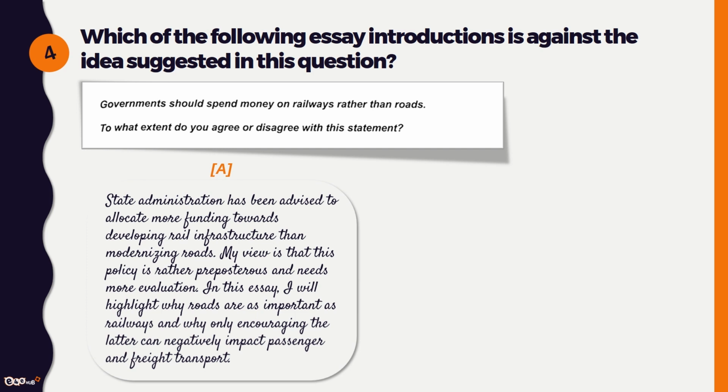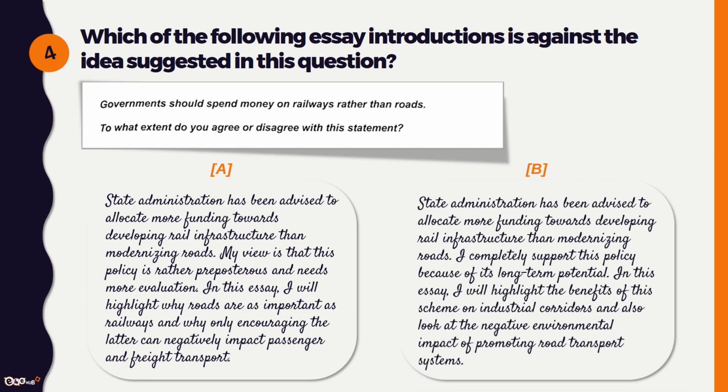Okay, this is introduction labeled A. State administration has been advised to allocate more funding towards developing rail infrastructure than modernizing roads. My view is that this policy is rather preposterous and needs more evaluation. In this essay, I will highlight why roads are as important as railways and why only encouraging the latter can have negative impact on passenger freight and freight transport. And this is label B.